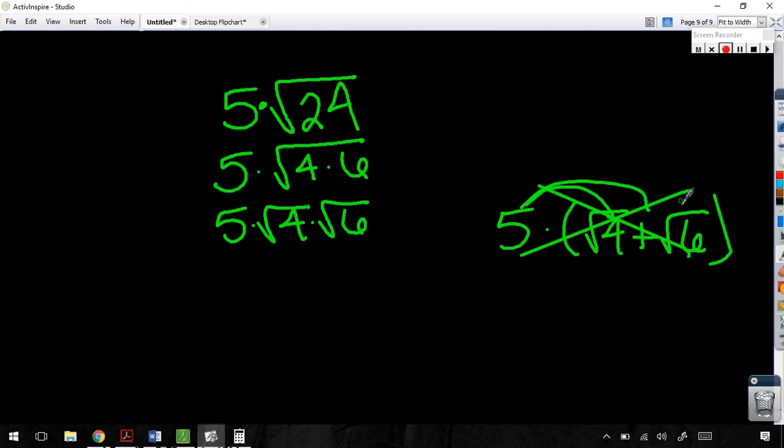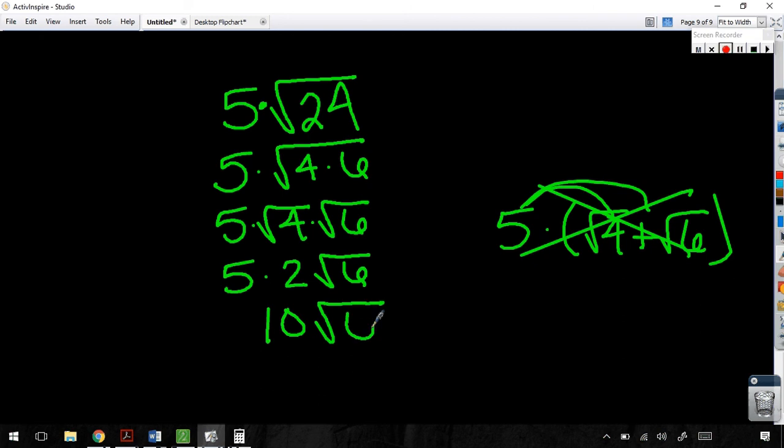Okay, so y'all are both saying the same thing. You still make the square root of 4 too. You agree with that? So 10. So 10. Square root of 6. Positive.